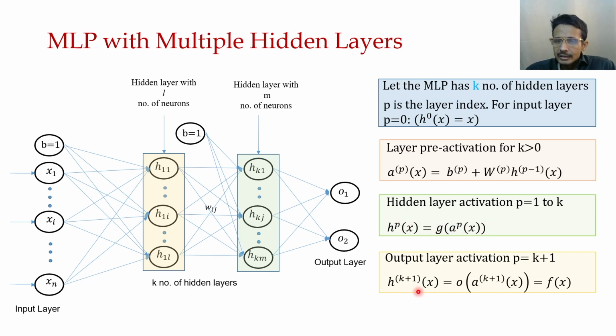In the output layer, exactly the similar thing happens. This activation is for the output layer, the layer index is k plus 1 now, because up to here it is k layers, and this is the (k+1)th layer. So here you can say h of k plus 1. This is the basic output, you can say this is O, the output activation function applied to a_(k+1)(x). So this is basically f(x), the output of this particular node. So here is the MLP with multiple layers.